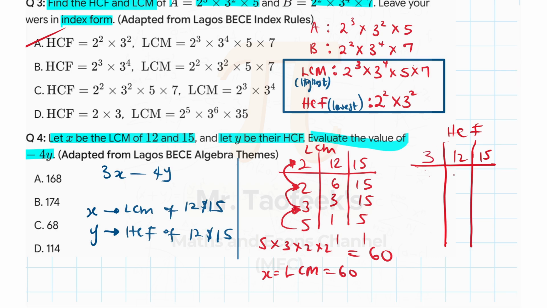So 3 can go here. And this is going to be 4. And this is going to be 5. Can any other number go here? No, the only number that can go here is 1, right? And basically it makes no difference. So therefore, our HCF is 3 times 1, which is just 3.